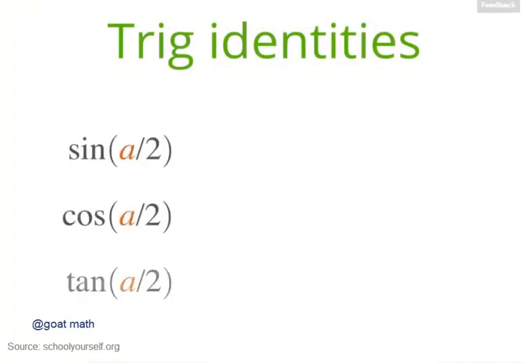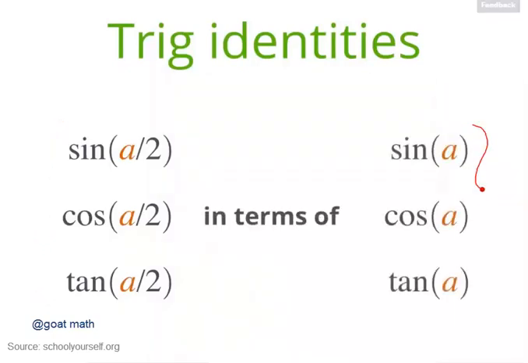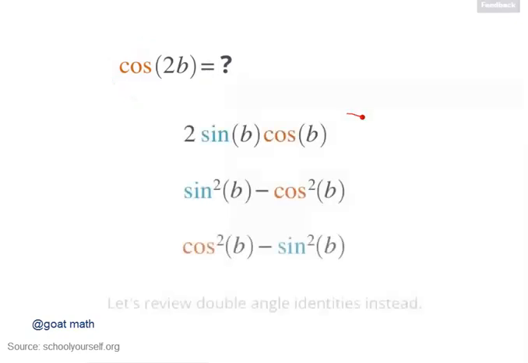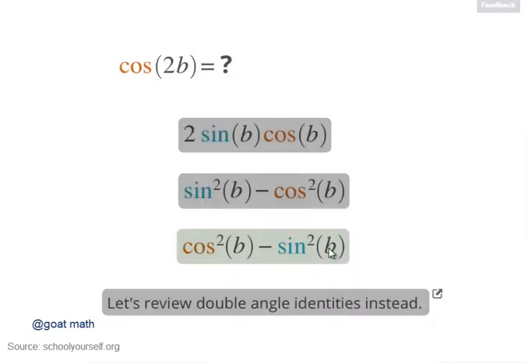Let's see if we can find some trig identities for the sine, cosine, and tangent of half an angle. So we want to write the sine, cosine, and tangent of a divided by 2 in terms of the sine, cosine, and tangent of a. We'll be figuring these out by starting with the double angle identity for the cosine function. Which of these expressions is equal to the cosine of 2b? And if you want to review the double angle identities instead, then click here.